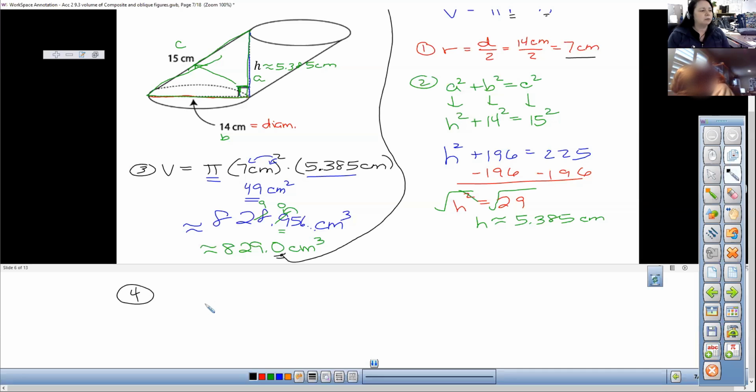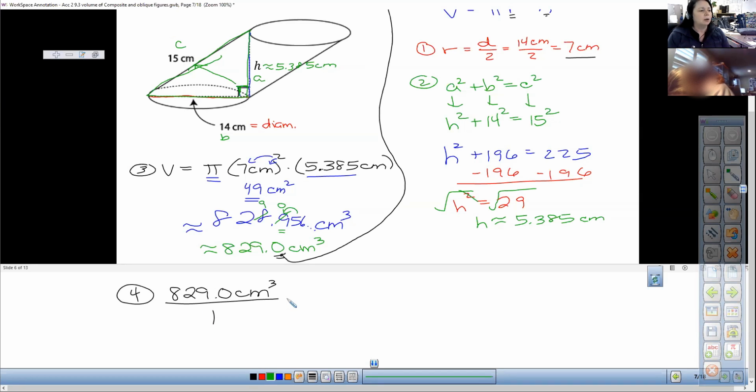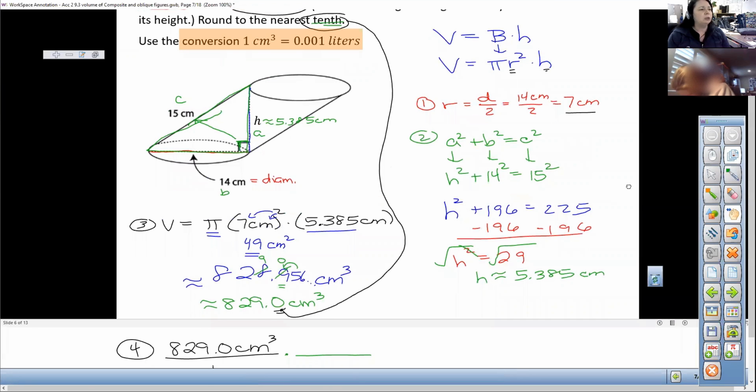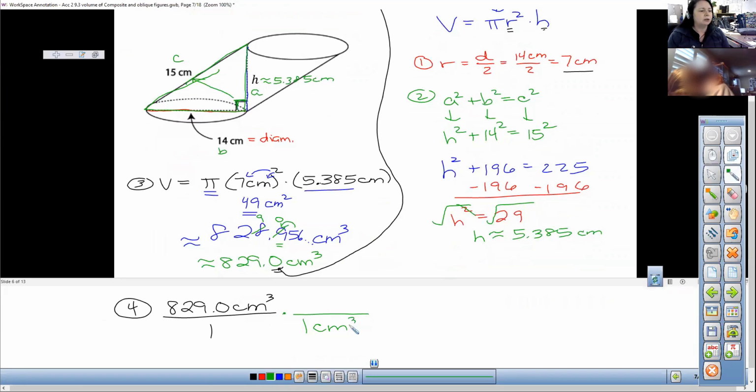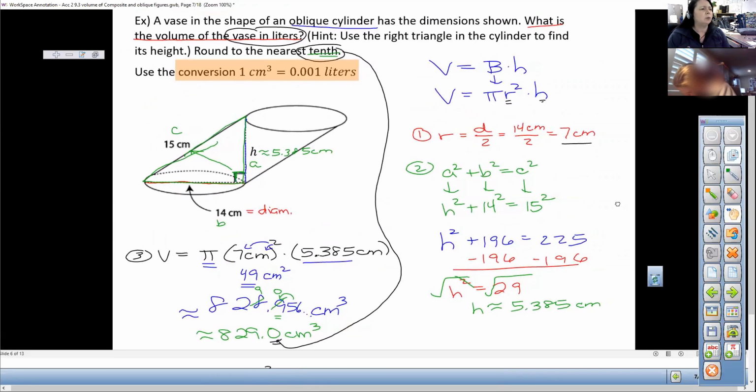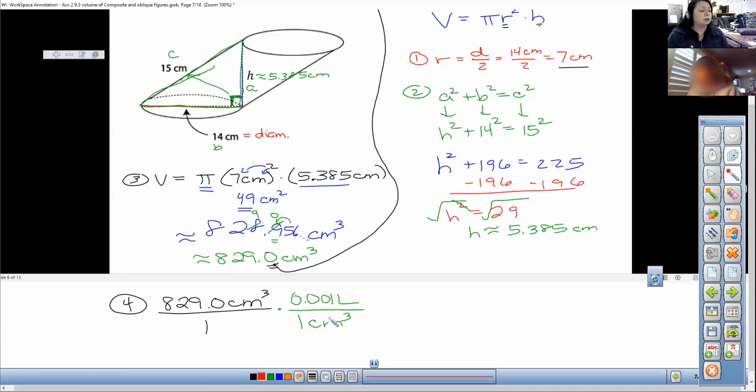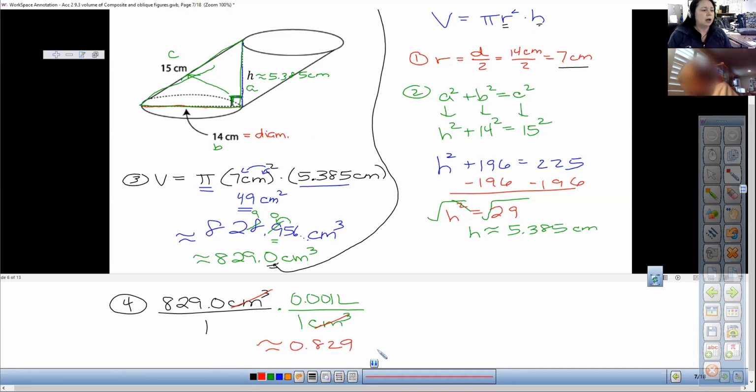So in step 4, we're going to convert. We're going to take our 829.0 cubic centimeters, which has a denominator of 1, and multiply it times our conversion ratio. So we have 1 cubic centimeter, which we want in our denominator to get rid of centimeters, is 0.001 liters, I think. And capital L is the abbreviation for liters if you want to use it. So our centimeters cubed are going to cancel. And because of the position of the numbers, we will multiply them together. Now I'm getting about 0.829 liters. So now I'm going to round to the tenths, and that 2 means that the 8 stays the same. So it's about 0.8 liters.